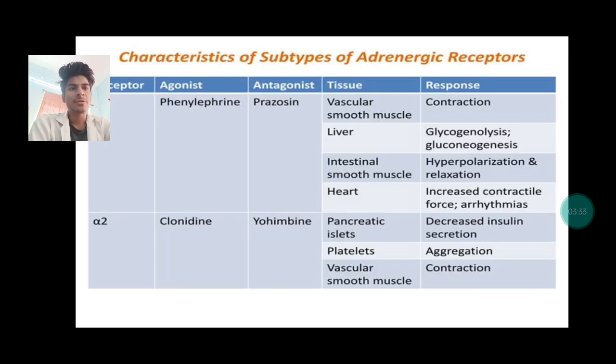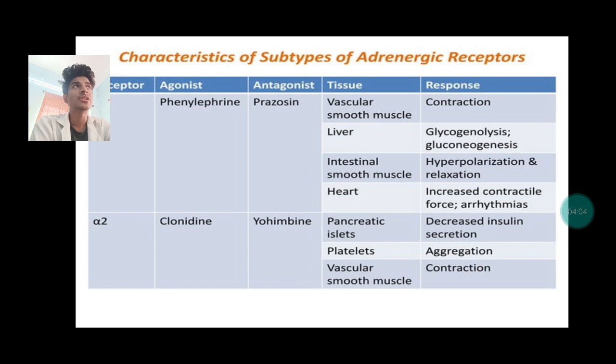Characteristics of subtypes of adrenergic receptors. Adrenergic receptors are alpha 1 and alpha 2. They are present in the tissues in smooth muscles, liver, intestinal smooth muscles, heart. Their function or response is contraction, glycogenolysis, gluconeogenesis, hyperpolarization and relaxation, increased contractile force, and arrhythmias.